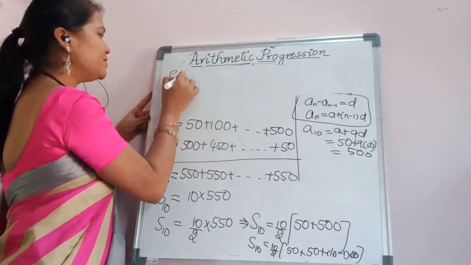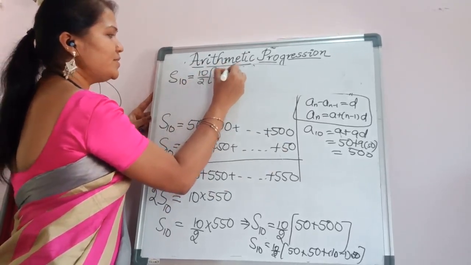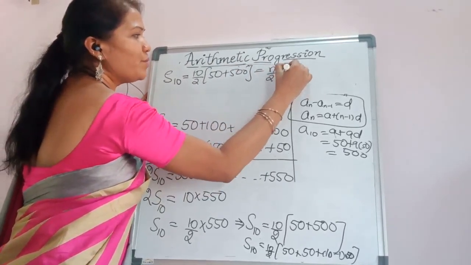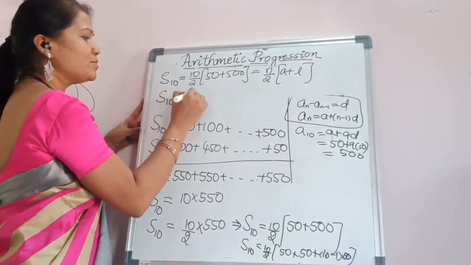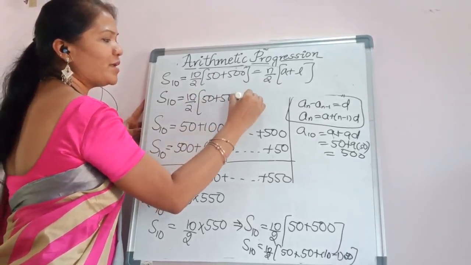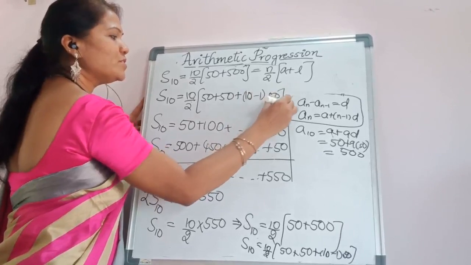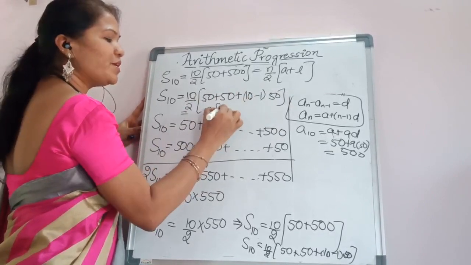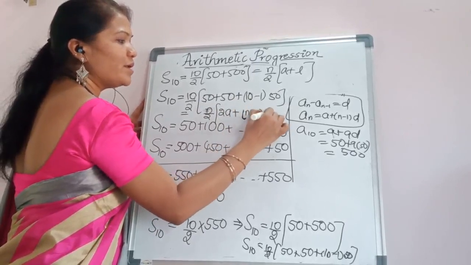So S10 is equal to, if we know the last term, then the formula is n by 2 into A plus L. So in general, if it is for n days, n by 2 into A plus L. If we don't know the last term, then this can also be written as n by 2 into 50 plus 450, I am writing it as 10 minus 1 into d. D is 50. So this becomes, in general, n by 2 into 50 plus 50, that is 100, no? So 2a plus n minus 1 into d.